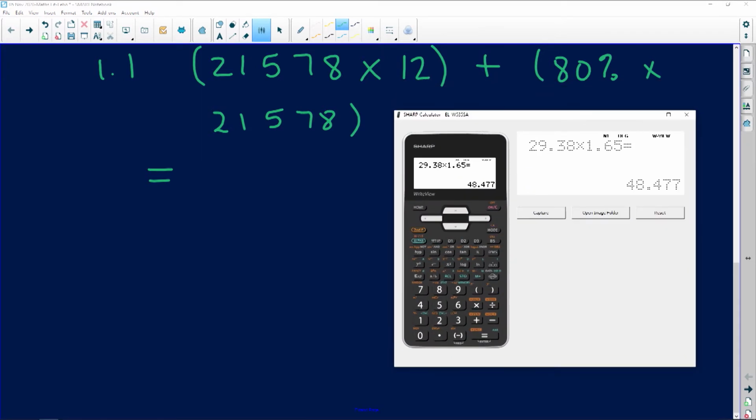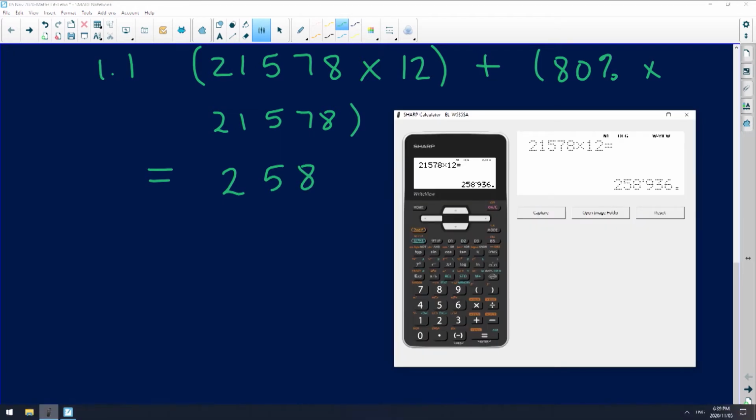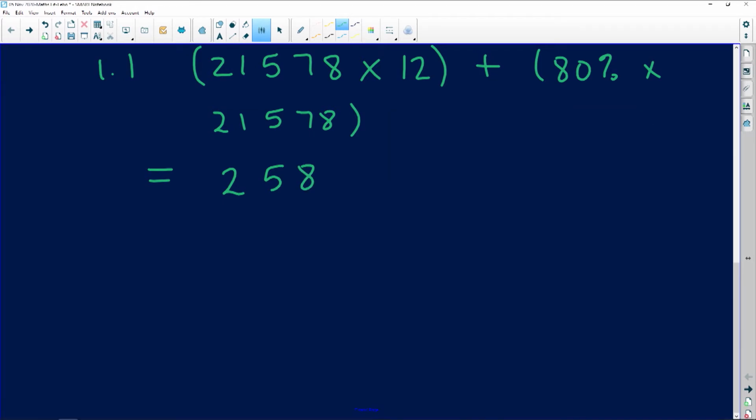So it's going to be, firstly, 21,578 times 12. It's going to give me 258,936. I love this question.